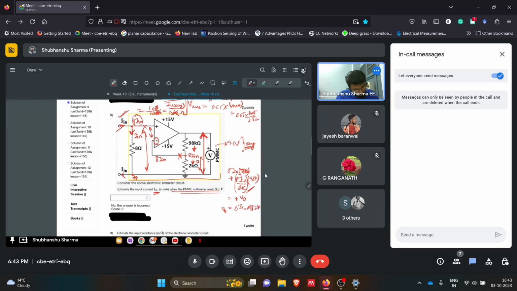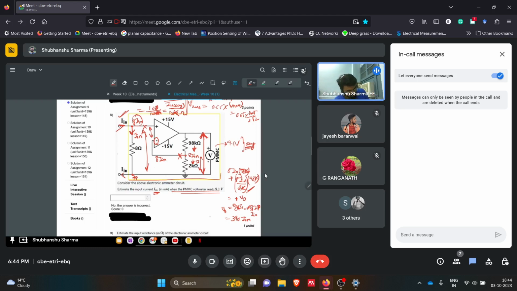382k I in, and this was 8 I in, not 8k, it was only 8. Oh sorry, this k is being cancelled, so this will be 382 I in. So this will be what? This will be 390 I input. If this is 390, then we have.